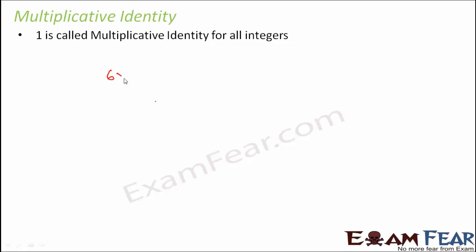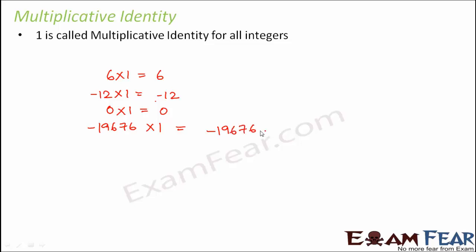So for example, 6 into 1 gives 6. Minus 12 into 1 gives minus 12. 0 into 1 gives 0. Minus 19,676 into 1 gives minus 19,676. So it doesn't matter whether an integer is positive, negative, 0, big, small. Every time it gets multiplied with 1, it remains the same.